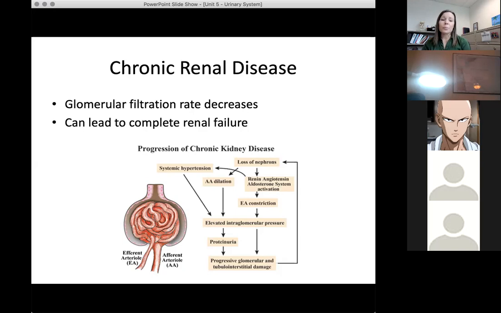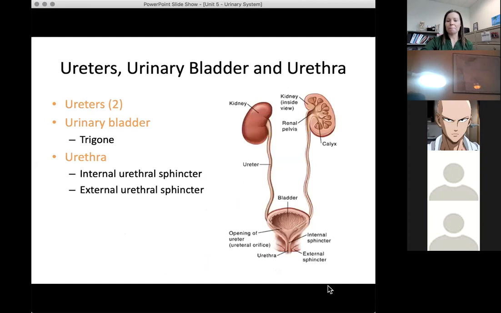And then someone would be considered to be in renal failure if the filtration rate drops to less than 15 milliliters per minute. That's very low. And that gets really dangerous. So at that point, the person would likely have to be on dialysis. Okay. So we really focus just on the kidneys.